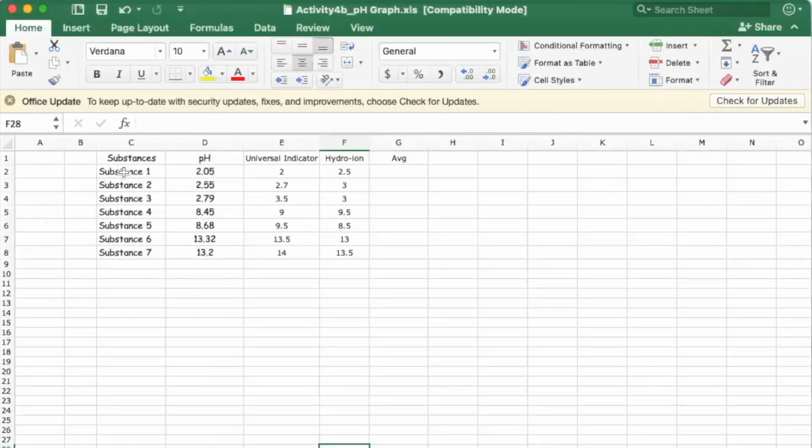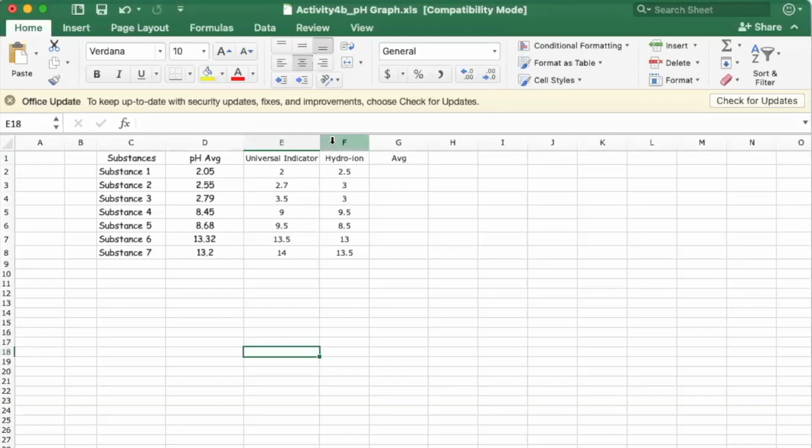So these are my different substances, okay? And these are the average. This would be the pH average. So I'm at a point where I have the average pH. These are it. I have my universal indicator, what the pH are. I have my hydroion paper.